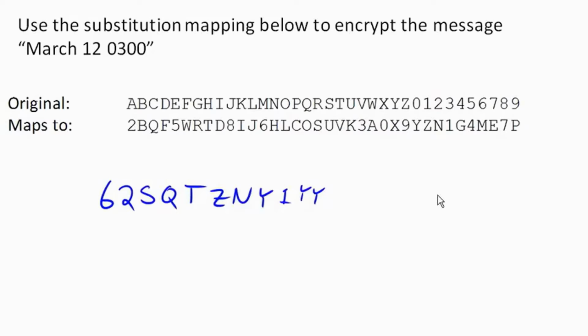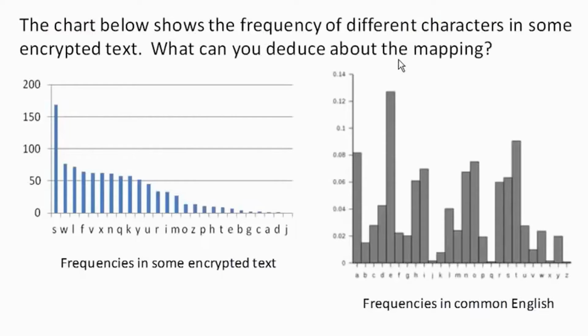And that's the idea that in the English language, there are certain letters that show up more often than others. For example, the letter E shows up with a really high frequency in the English language. So this chart here on the right shows the frequencies of different letters in common English. And you'll notice here that E is the most frequent letter used, followed by A and T, which are pretty similar there, and a few others.